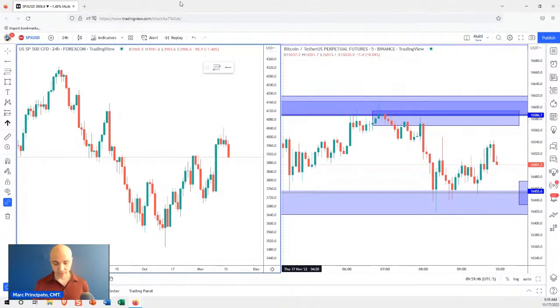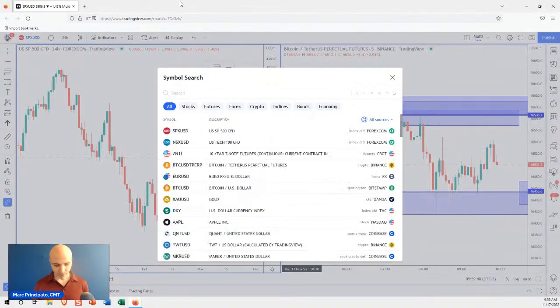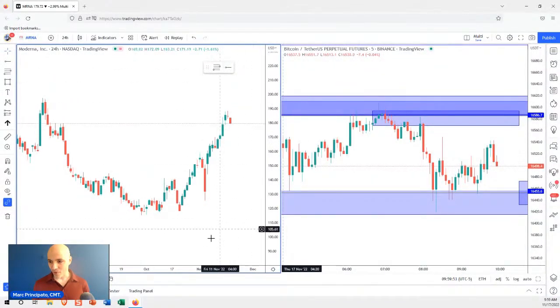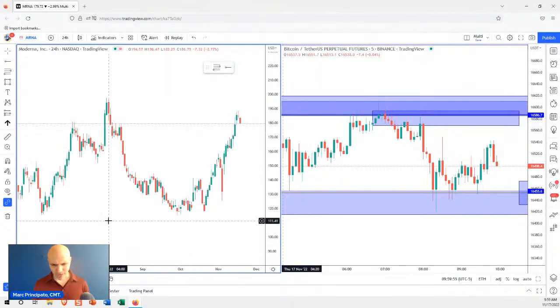Let's move along and let's look at the dollar index. Actually, no, you know what, let's take a look at Moderna. So, Alice, what were you saying about that here? Took out yesterday's low, so I guess good timing.